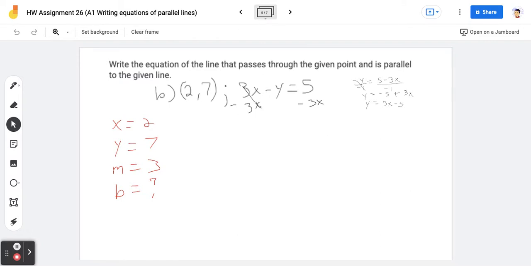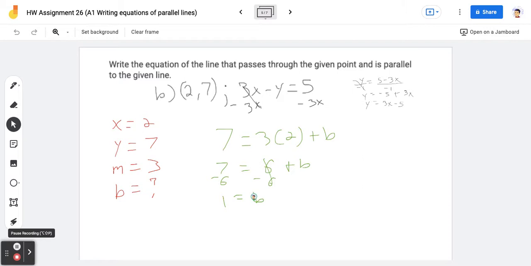All right, so let's go ahead and input into our slope-intercept form equation. So it'll be 7 is equal to 3 times 2 plus b. All right, so it's going to be 7 is equal to 3 times 2 is 6 plus b. Subtract 6 from both sides. 1 is equal to b.